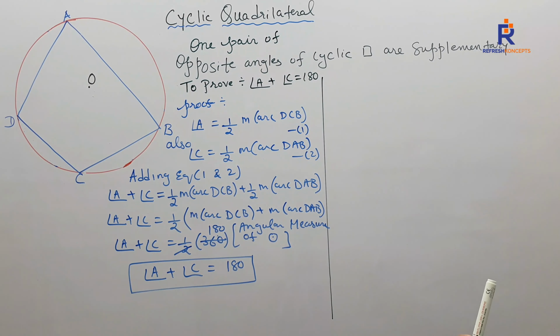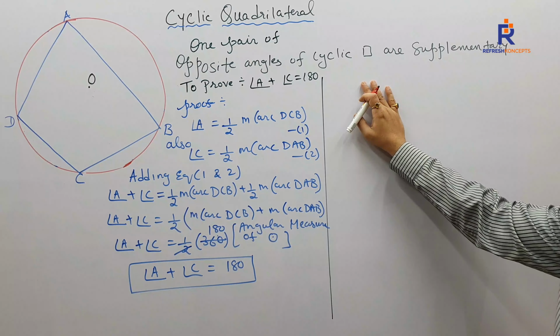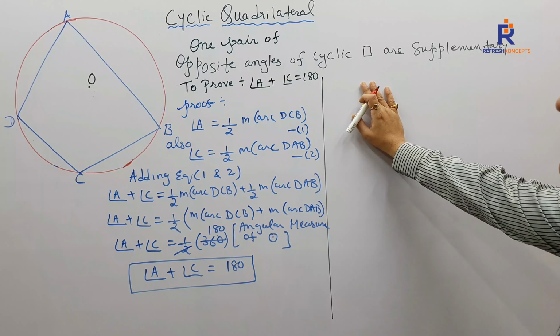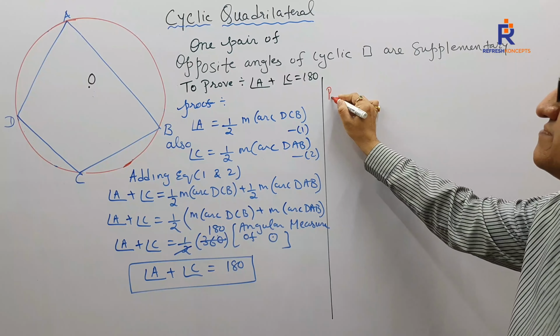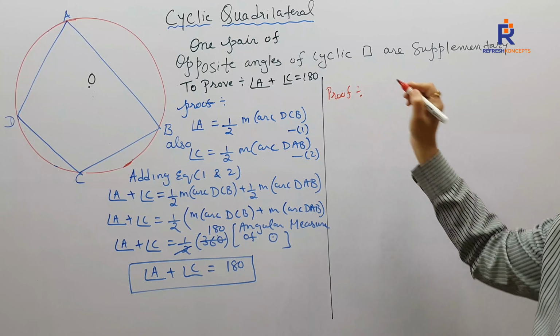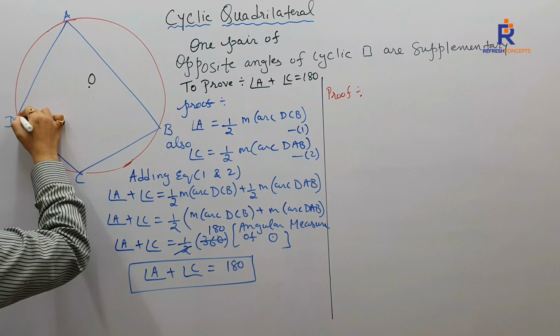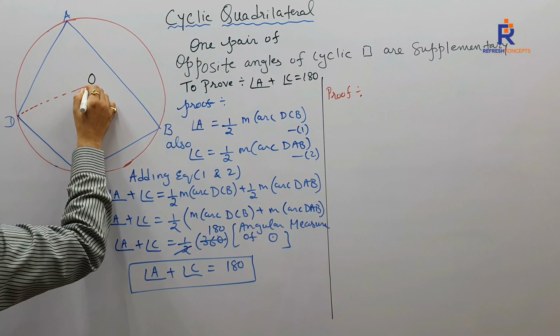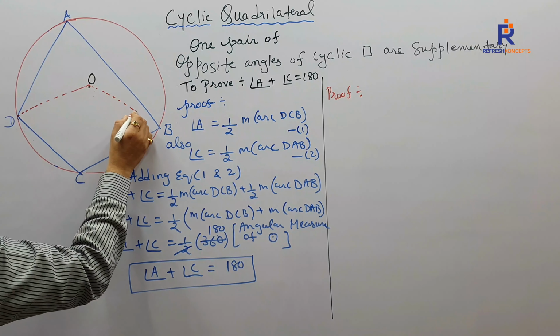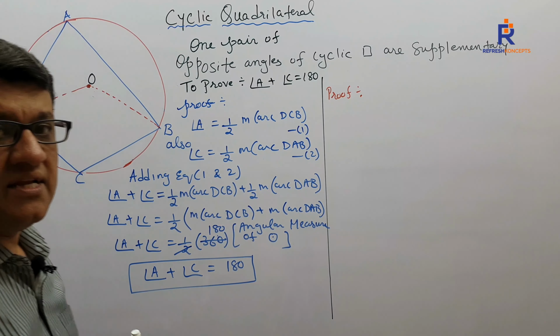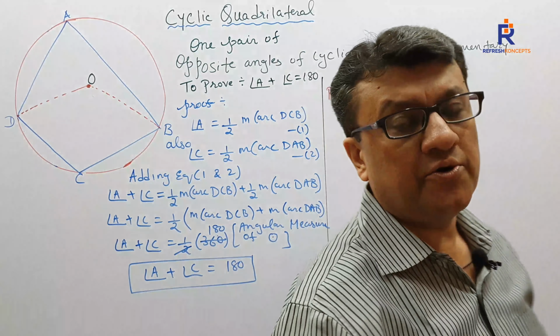Let's go and understand the other way around, in context to the central angle. So our proof starts now. For the central angle, I have to join DO and BO, O being the center of the circle.